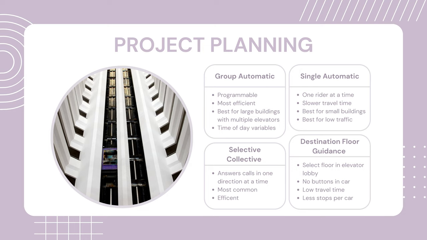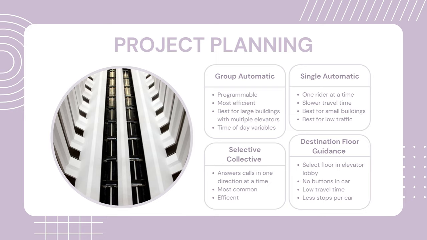Single automatic was the first operating system that didn't require elevator attendants. They have a single call button for each floor. The elevator can only be called if no one is using it. Once the rider is inside, they have complete use of the car until they've reached their destination. As you can imagine, this is a slower operating system and is only practical for small buildings with little traffic.